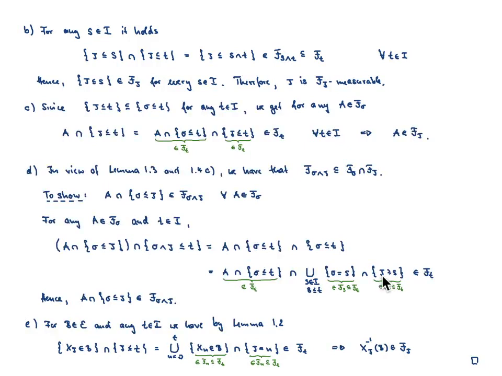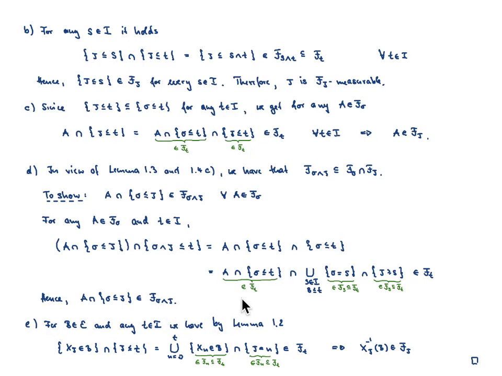Likewise, we know that this event here is contained in the sigma algebra F_{s-1}, and that's why also in the sigma algebra Fs, which is contained in the sigma algebra Ft. Hence, we have here the intersection of events from the sigma algebra Ft, and since this is a sigma algebra, we get that this thing is contained in Ft. Therefore, we have proven that this event A intersected with the event that sigma is less than or equal to tau is contained in the sigma algebra F of minimum of sigma and tau.